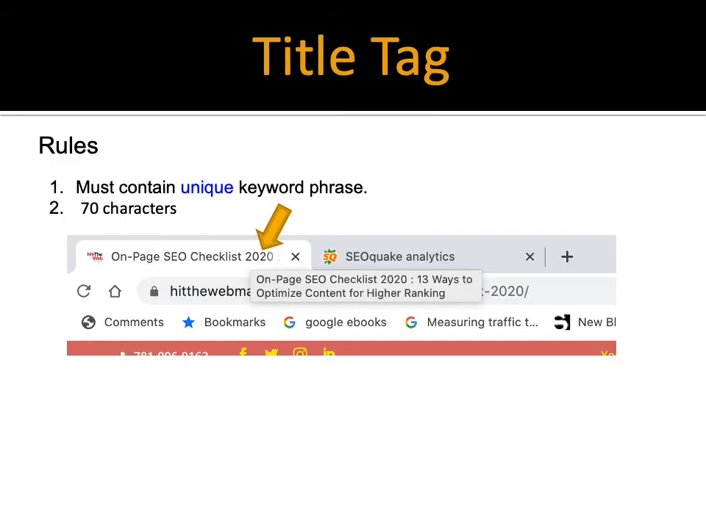The title tag within our WordPress page is what defines what shows up in the tab within the browser. For example, as you highlight over it with your mouse, you'll see on-page SEO Checklist 2020: 13 ways to optimize content for higher ranking. You can see I've embellished the title a little bit here, and I'll show you where we do that inside WordPress. A couple of rules to keep in mind: make sure this is a unique keyword phrase, using the keyword phrase from our keyword research, and it allows for 70 characters.